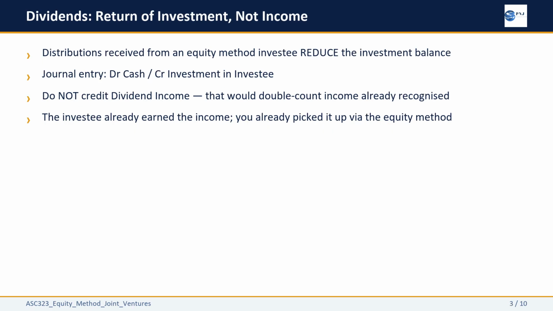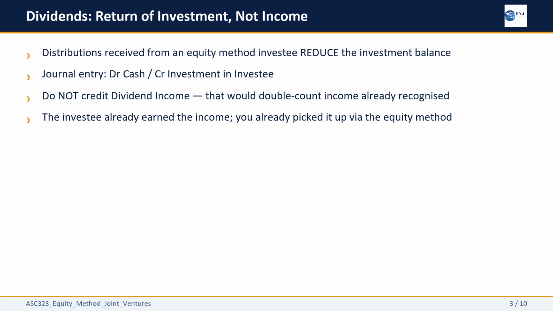Here is the key thing about dividends under the equity method. When your investee pays you a dividend, you do not record income. You reduce your investment balance instead. The reason is straightforward. You already recognized your share of the investee's earnings when they were earned, not when they were distributed. Recording a dividend as income a second time would be double counting.